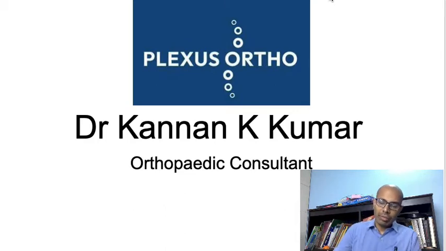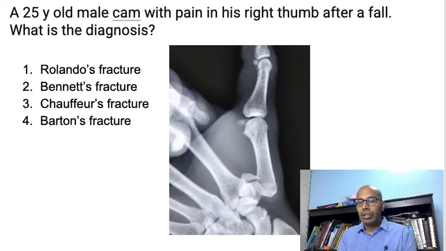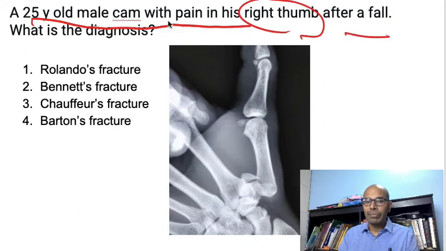Today we're going to discuss MCQ number 201 and 202 that we put up in the Telegram channel. So the first question goes as such. A 25-year-old male came with pain in his right thumb after a fall. So what is the diagnosis?